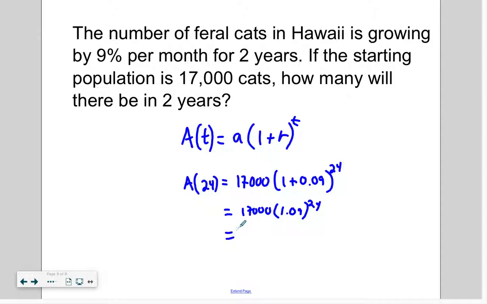Okay, so the amount that it's grown, you take 17,000, the starting amount, and you're going to multiply it by this growth factor, which is 7.9 approximately. So you do 7.9 times 17,000. The amount of feral cats on Hawaii after 2 years is 134,488 cats. About. Let's do a squiggly equals.